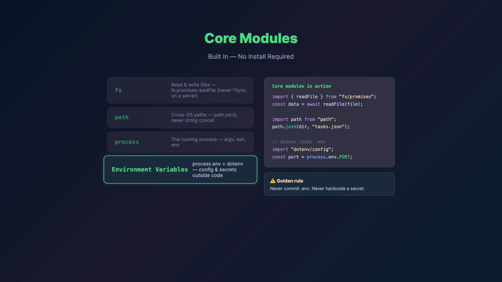Environment variables are how you configure your app without hard coding secrets. Your database URL, your API keys, your port number, they live outside your code. In development, the dotenv package loads them from a .env file. You write PORT=3000 in .env, call dotenv.config, and then read process.env.PORT. The golden rule: never commit your .env file and never hardcode a secret. Configuration lives in the environment, not in the code.